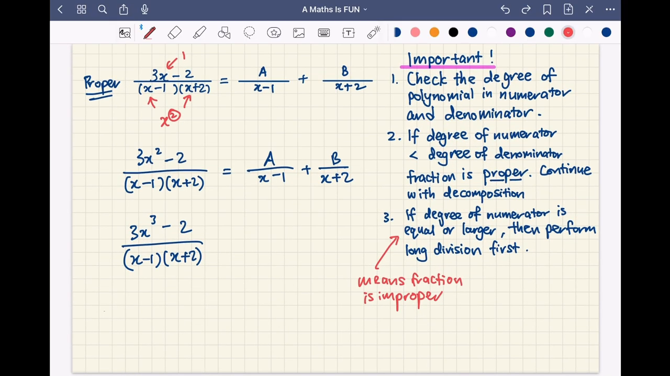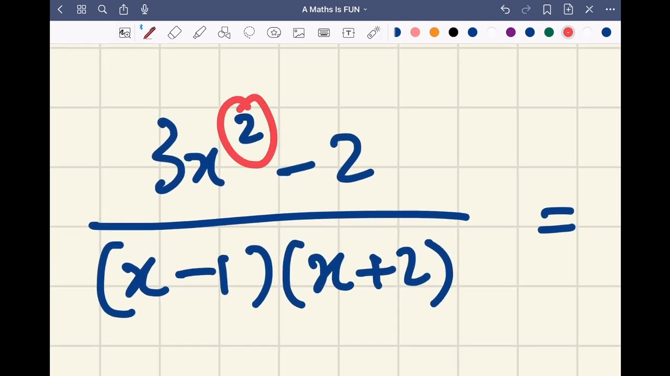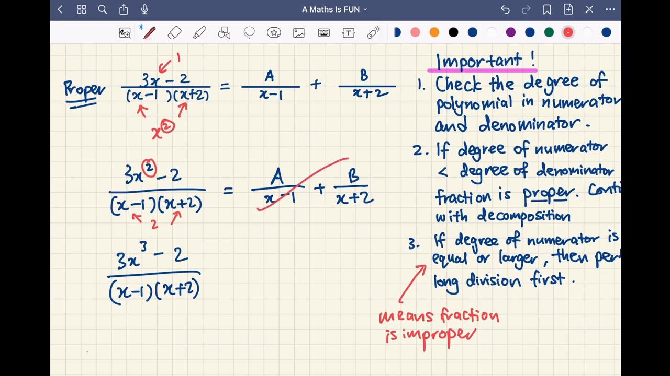However, if the degree of numerator is equal to or larger than the degree of denominator, then this fraction is improper and we need to perform long division first. So for example, over here, we have the degree of numerator as 2, and in the denominator, it is again the degree of 2. So since the degree is equal for both numerator and denominator, then we say that we cannot proceed with the partial fraction decomposition, so we need to perform long division first.